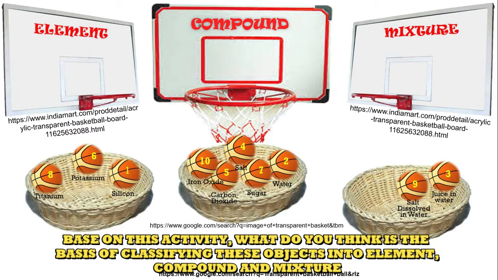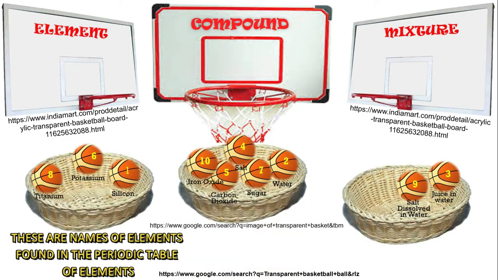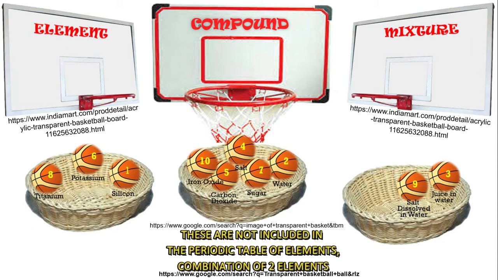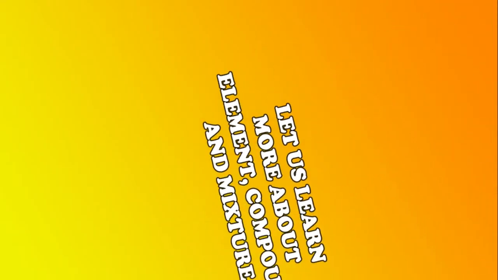Based on this activity, what do you think is the basis of classifying these objects into element, compound, and mixture? These are names of elements found in the periodic table. These are not included in the periodic table of elements, as you can see two or more elements combined. These are also not included in the periodic table of elements. These are combinations of two or more compounds. Let us learn more about element, compound, and mixture.